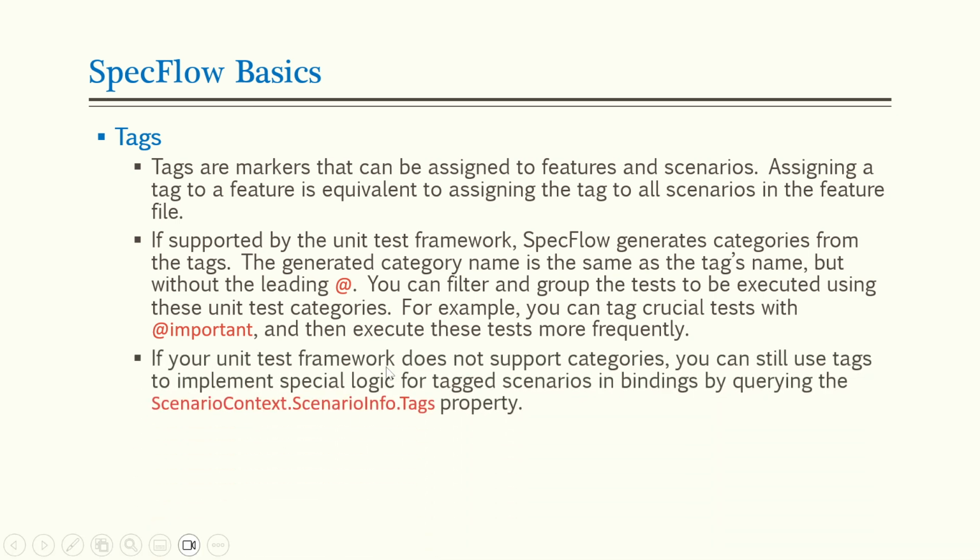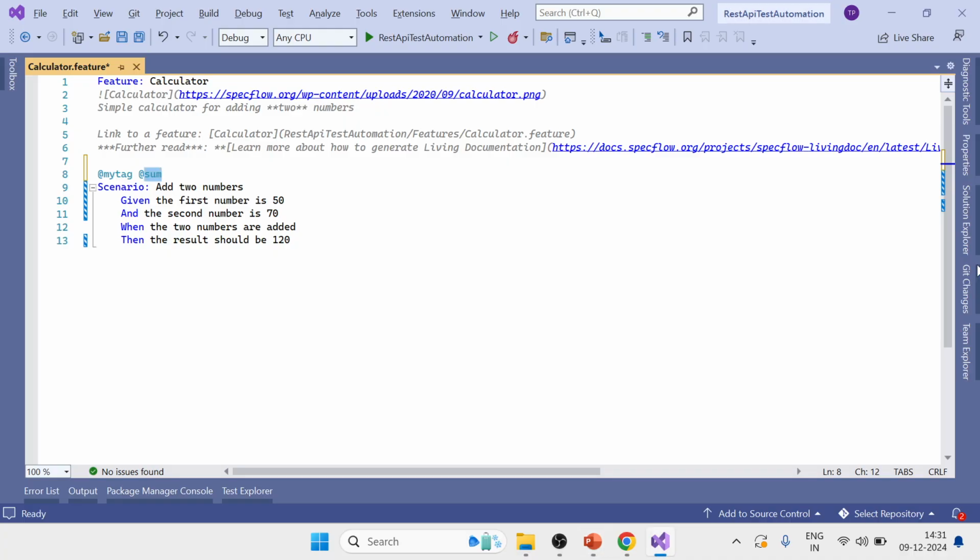If your unit test framework does not support categories, you can still use tags to implement special logic for tagged scenarios in bindings by querying the ScenarioContext.ScenarioInfo.Tags property. So how will you get this?